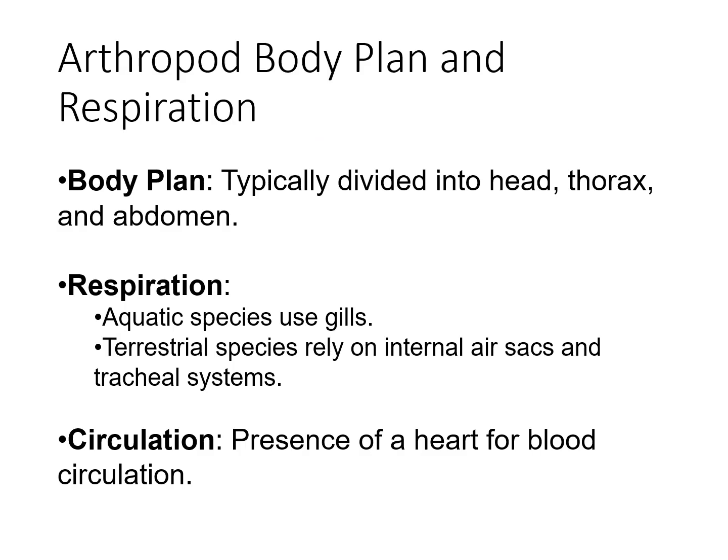Let's delve into the fundamental characteristics of arthropods, starting with their body plan. Arthropods typically have a segmented body, often divided into three main regions: the head, thorax, and abdomen. This segmentation allows for specialization. Each region performs distinct functions that contribute to the animal's survival.